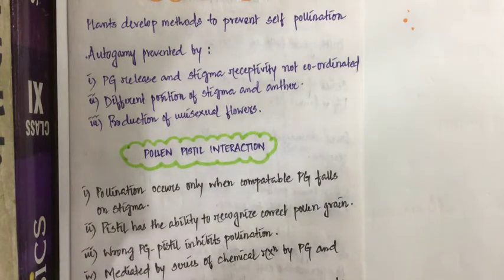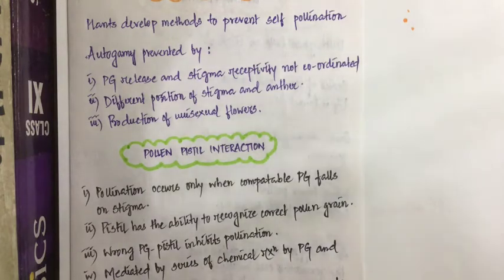So that is why the plant always tries to develop methods which will help the process of cross-pollination, not self-pollination, cross-pollination. So how is this process of cross-pollination done? Autogamy, you remember what is autogamy? Transfer of pollen grain from anther to stigma of the same flower, right?